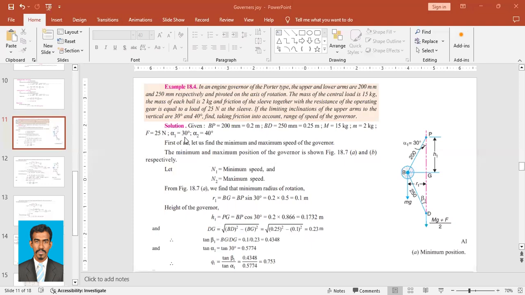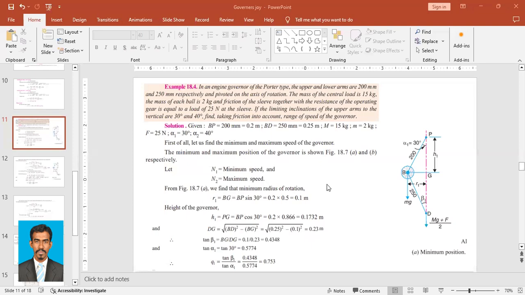Now we have to find the maximum and minimum range. The question asks us to find the range, so we have to find the maximum and minimum speeds. First we'll find the minimum speed. We'll consider N1 as the minimum speed and N2 as the maximum speed.